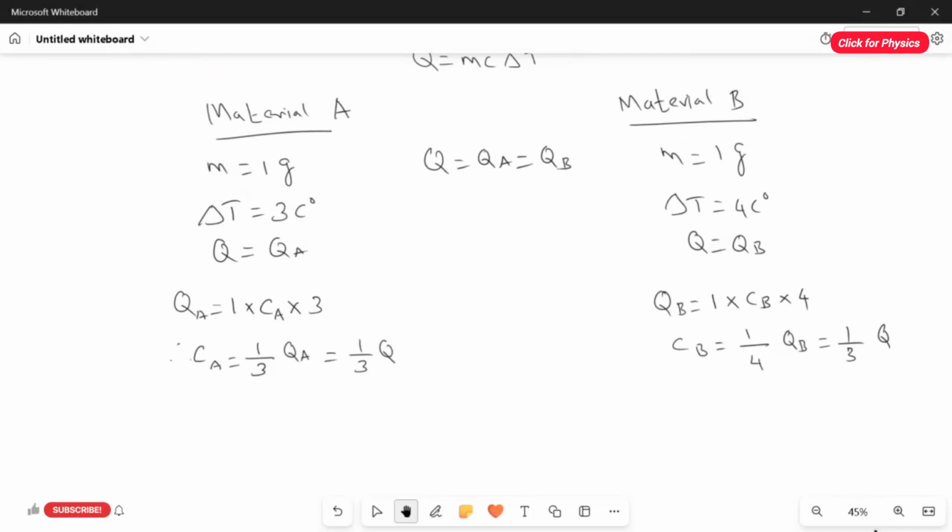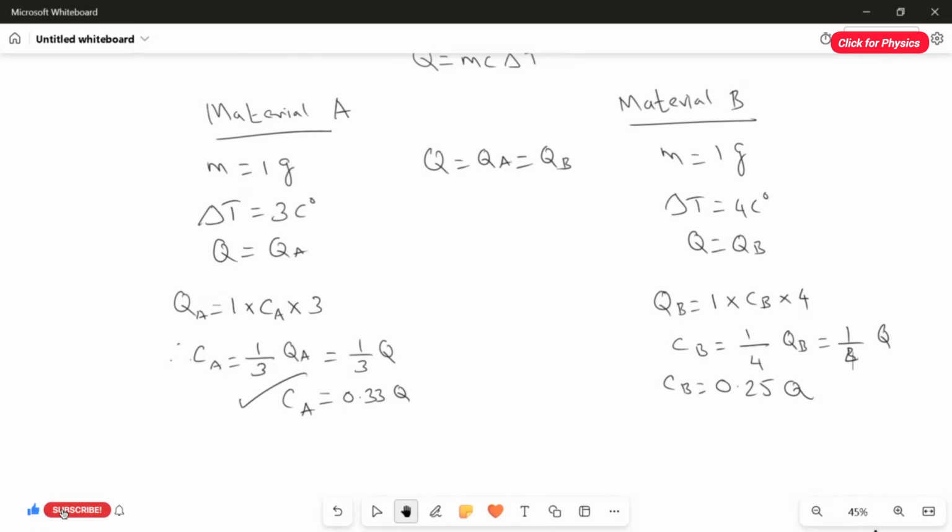So what is the answer for 1 over 3? 1 over 3 gives 0.33 times Q, which is CA. And what is CB? Sorry, this is 1 over 4, right? So 1 over 4, we get 0.25 times Q. So which one is the greatest? Material A has the greater specific heat.